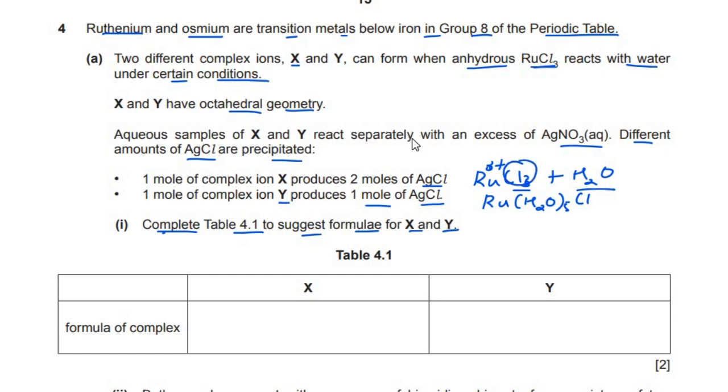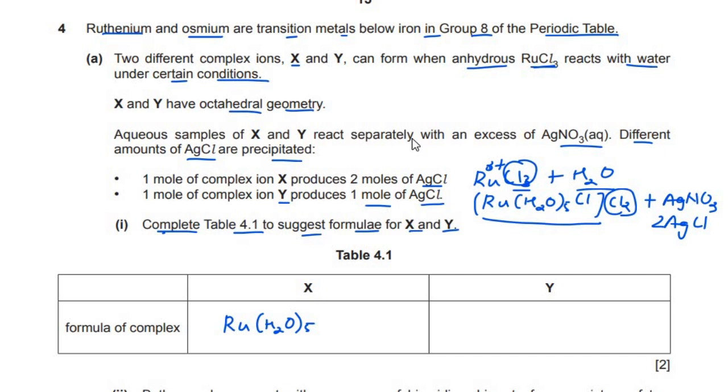Out of the 3 chlorines which were here, 1 chlorine stays with the complex and the 2 chlorines form an ionic compound. So you can write it this way. When AgNO3 reacts, these 2 chlorines will react to form 2 moles of AgCl. That's how it works. So the X complex should be this one, and we write the formula as Ru(H2O)5Cl, only 1 Cl ligand, so a total of 6 ligands.